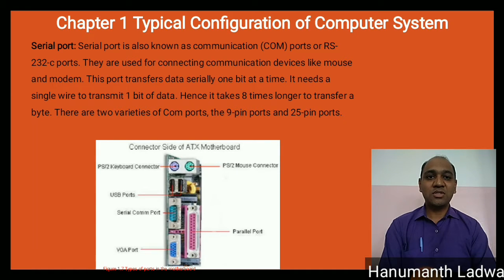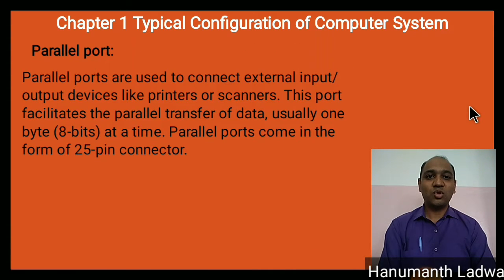This port transfers data serially one bit at a time. It needs a single wire to transmit one bit of data. Hence, it takes 8 times longer to transfer a byte, because a byte consists of a total of 8 bits. There are two variants of COM ports, the 9-pin port and 25-pin port. Here on the rear end you can see all the different types of ports and each port is labeled with its name. Now let us move on to parallel port.